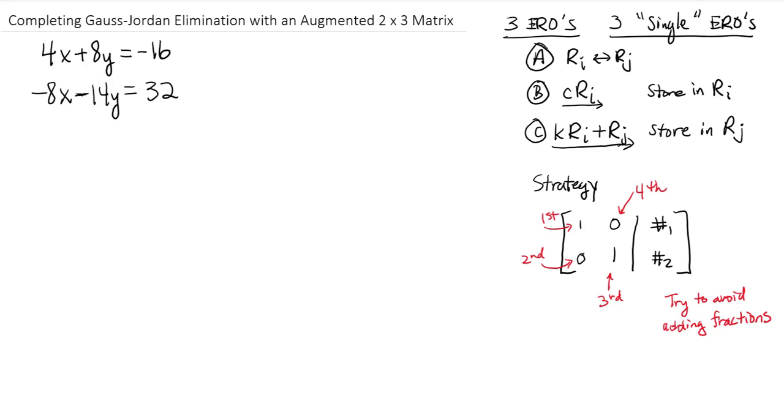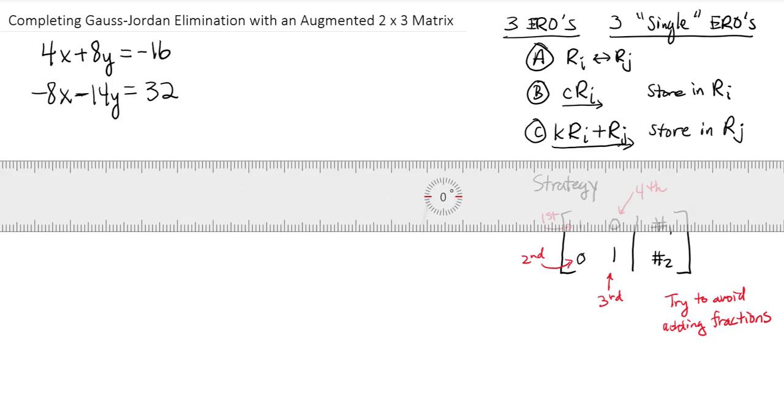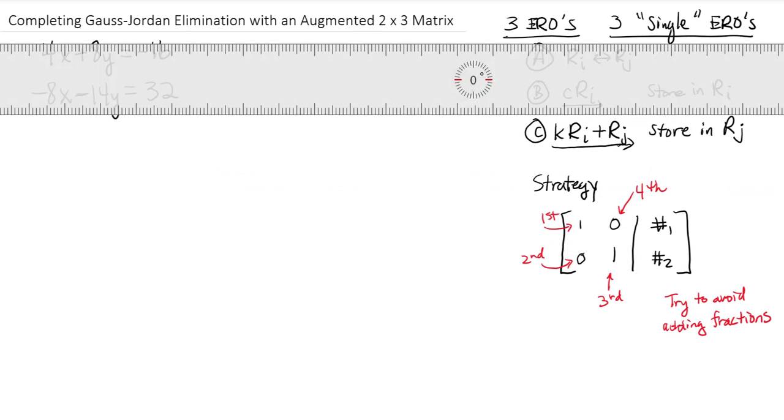Let's solve this system of linear equations using an augmented 2 by 3 matrix. Remember that in matrices, we are going to perform elementary row operations to each of the equations. Sometimes these are known as the 3 single elementary row operations because we can only do one of these at a time. So what are they?